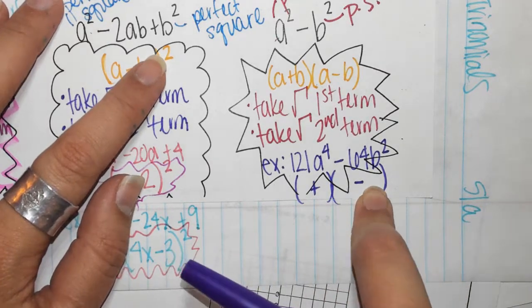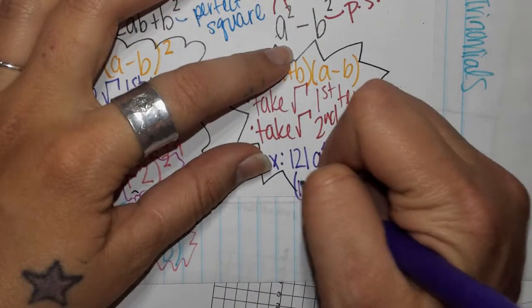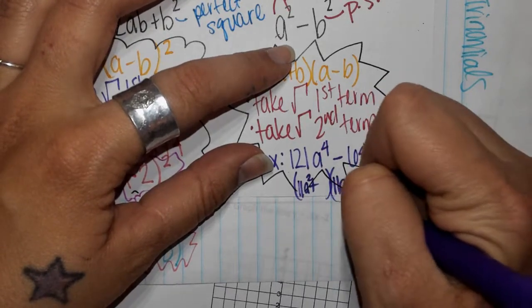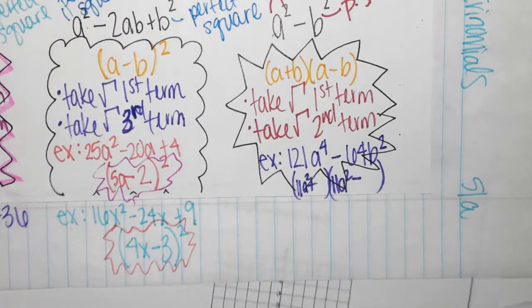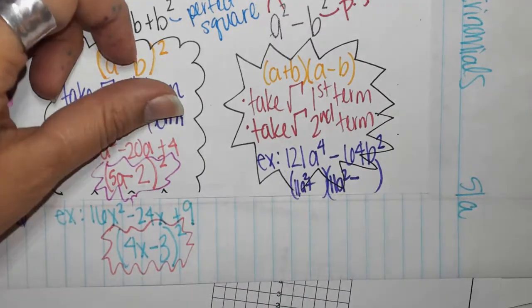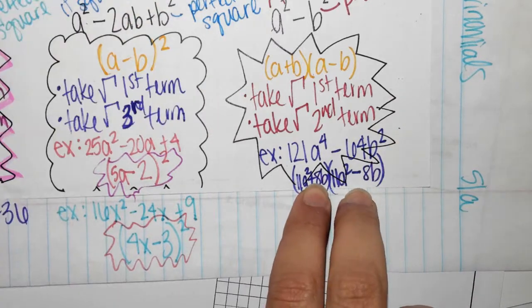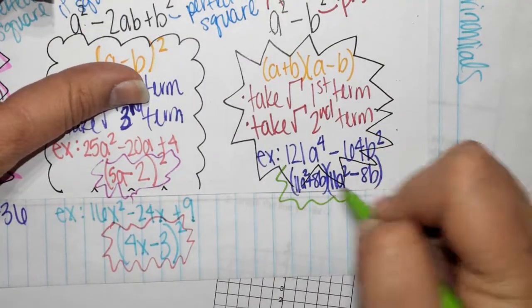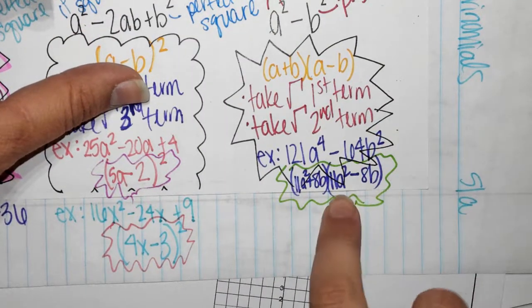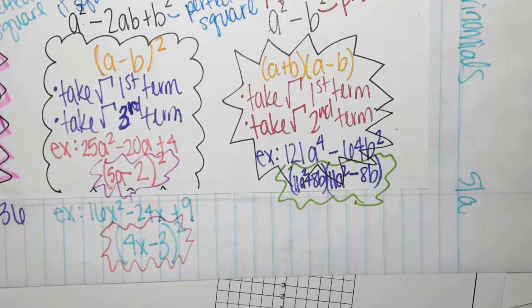Does everybody understand? All right, what's the square root of 121a to the 4th? 11a squared. You do this because you're taking the square root of the exponent 4. Then we take the square root of 64b squared. What's the square root of 64b squared? 8b. Do you see how what's in both of my parentheses matches except the sign? Then you're done: 11a squared plus 8b, 11a squared minus 8b. And that's it. That's factoring.